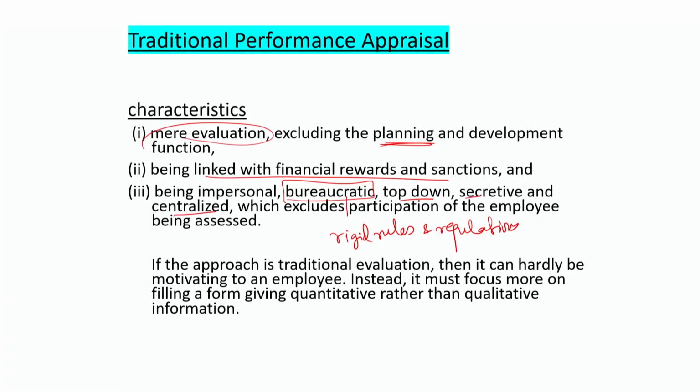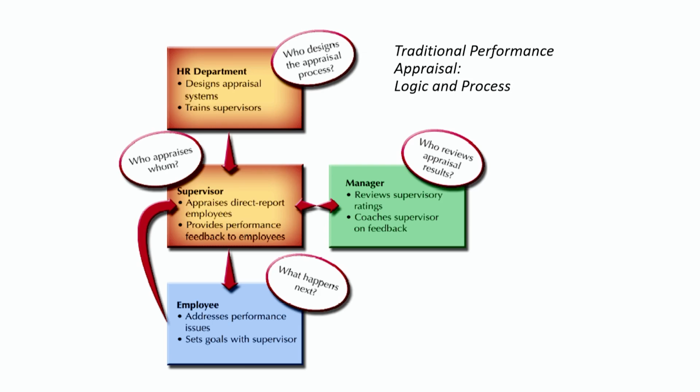So after this traditional performance appraisal, let us see the graphic representation. Here you can see there is a supervisor who appraises the direct report, the employee who directly reports to him, and he gives feedback to the employees about the performance. Also, there is a manager along with the supervisor. There is an HR department. So all of these parties work together: the manager, the HR department and the supervisor. Who is getting appraised is the employee, about how he has performed.